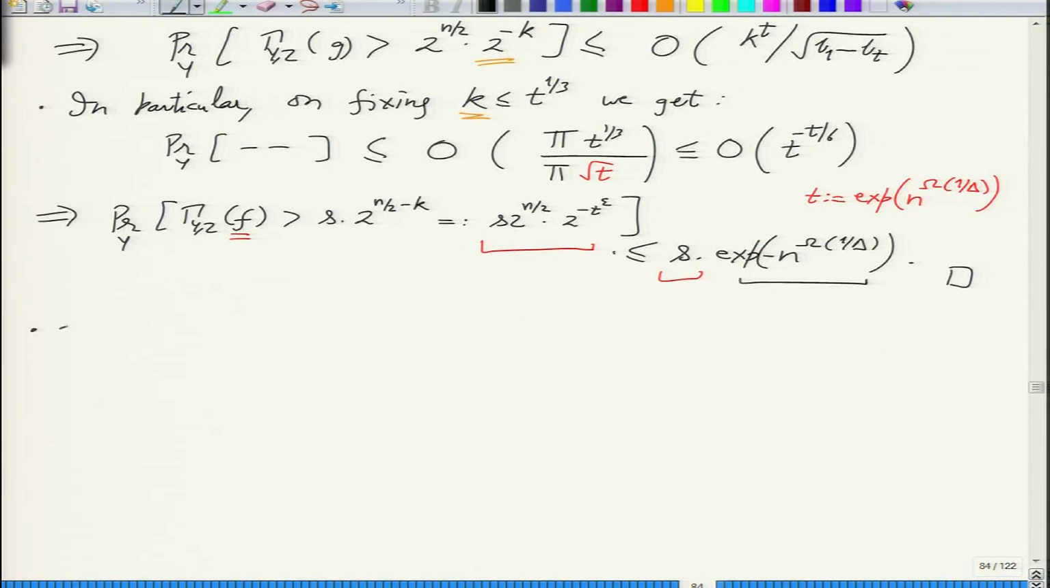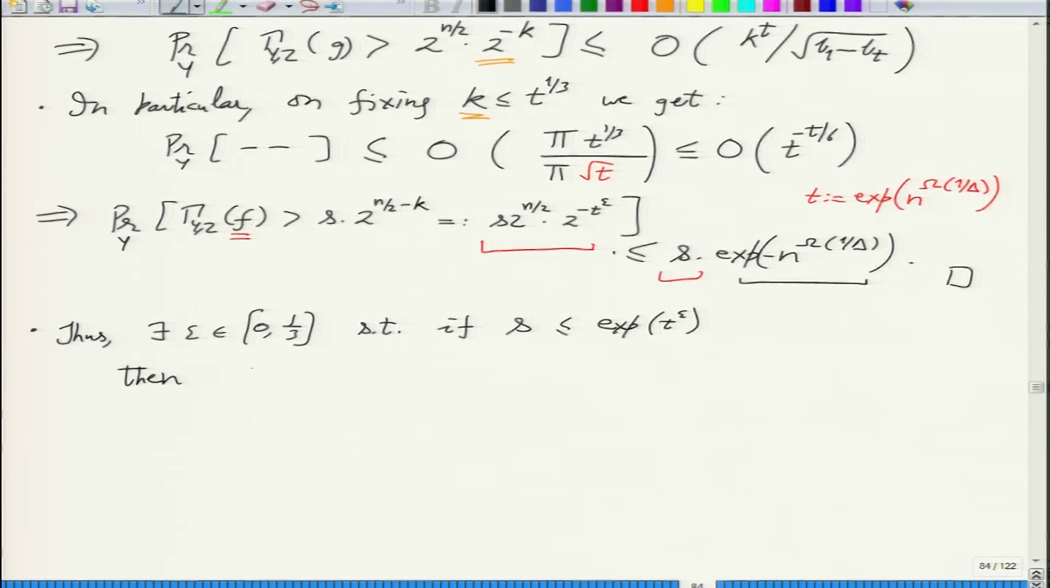So right, thus there exists this absolute constant epsilon such that if s is smaller than exponential in t raised to epsilon, then the probability over y of the measure being 2 raised to n by 2 is less than 10%. Right, this we can deduce from the above.